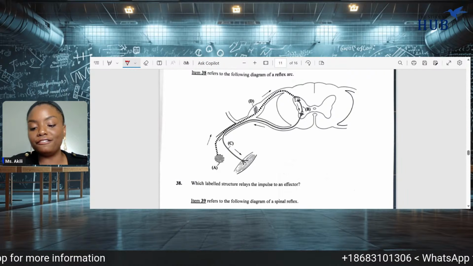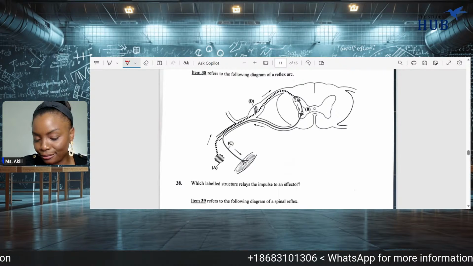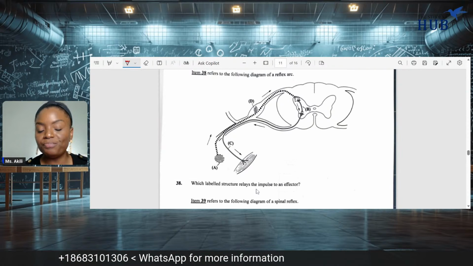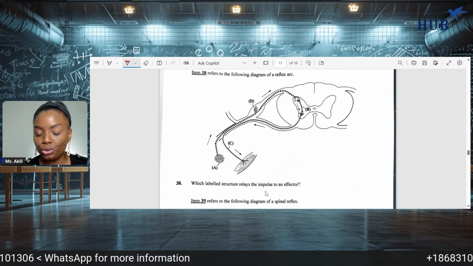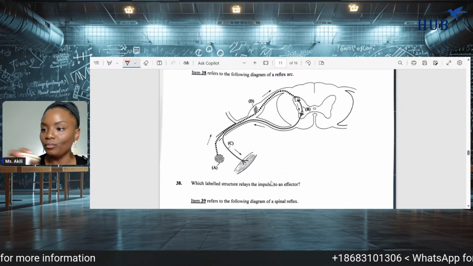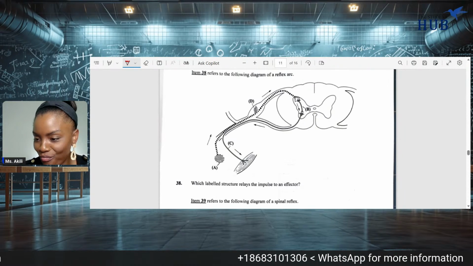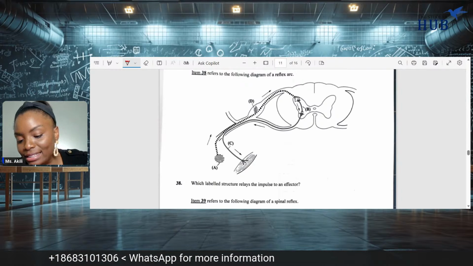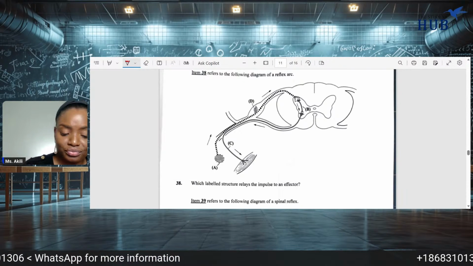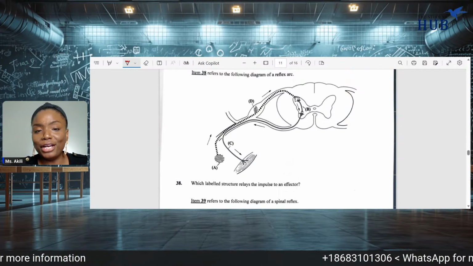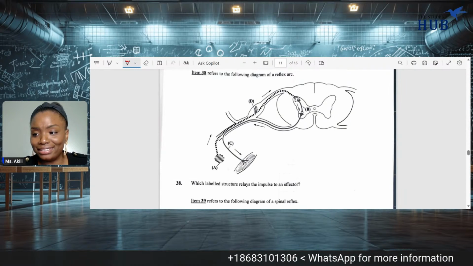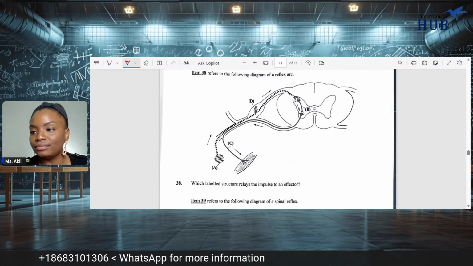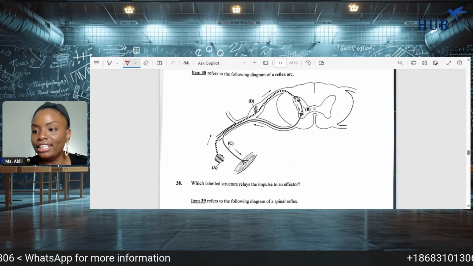Item 38 refers to the following diagram of a reflex arc. So it says, 38 says, which labeled structure relays the impulse to an effector? Is it going to be A, B, C, or D? I feel at this point it's going to be very important that we figure out what these structures are. So A is going to be pointing to what? In the chat.